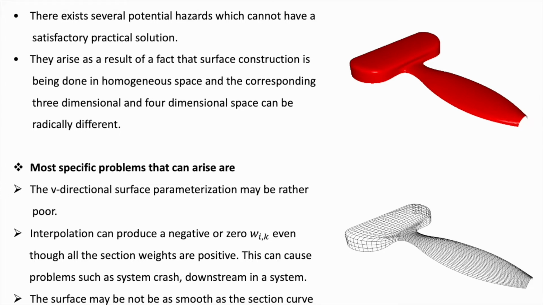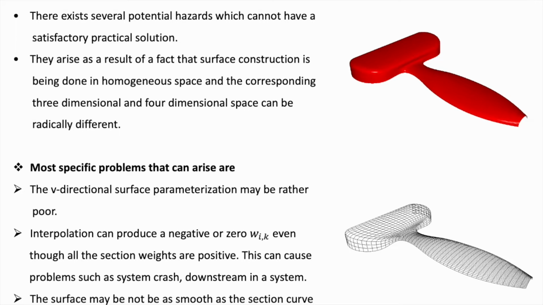Now, a more specific problem that can arise is that the v-directional surface parameterization may be rather poor. For example, let us take two section curves and multiply all the control points of one of them by a large weight. This does not change the three-dimensional curve geometry, but the skin surface between the two sections is poorly parameterized in the v direction.